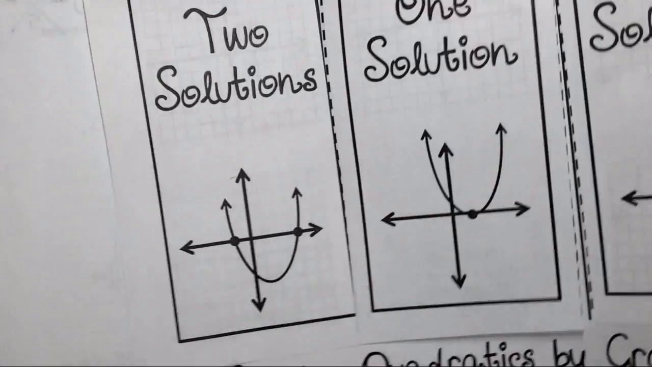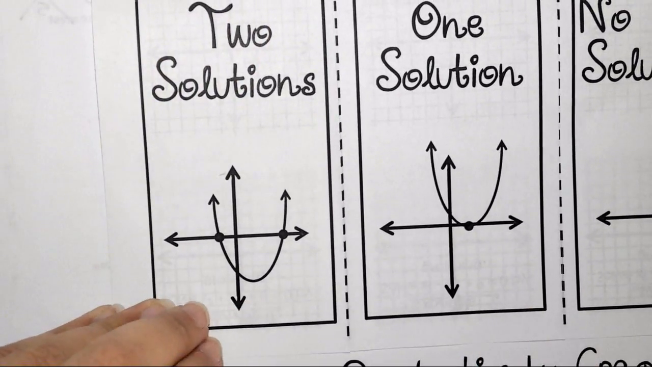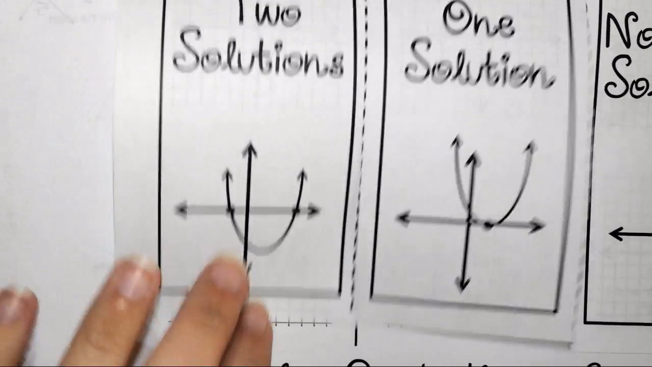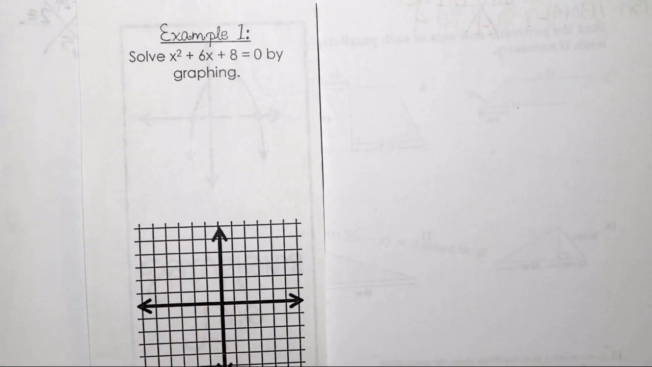Alright, let's look at 2 solutions. If it has 2 solutions, how many times is it going to cross the x-axis? Twice. Open your foldable. Now, we're going to solve it by graphing, and we know how to graph quadratics 2 different ways. We can graph it using a table or by finding all the parts. Which one is easier?